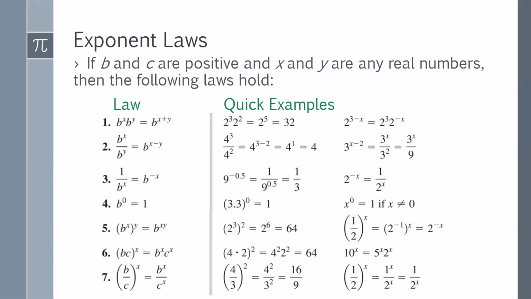1 over b to the x is equal to b to the negative x. b to the 0 is 1. b to the x to the power of y is b to the x times y. bc to the power of x is b to the x times c to the x. And b over c to the power of x is b to the x over c to the x.